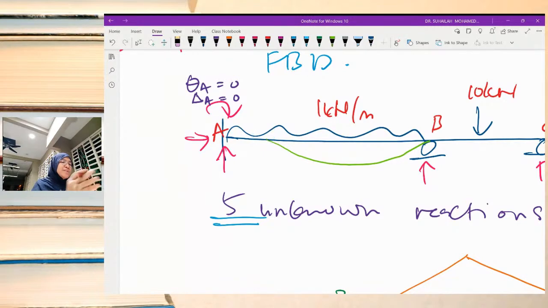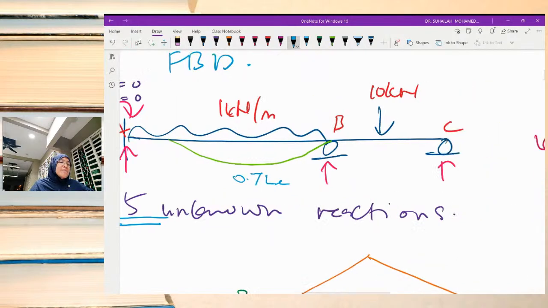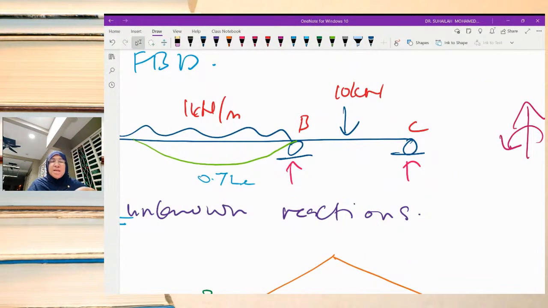The effective length is about 0.7 L or 0.75 L. You have learned about this under buckling in CES 424. However, for BC, since B is a roller and C is a roller or pin, they have the same condition. So we will draw the deflected shape of beam BC like this.